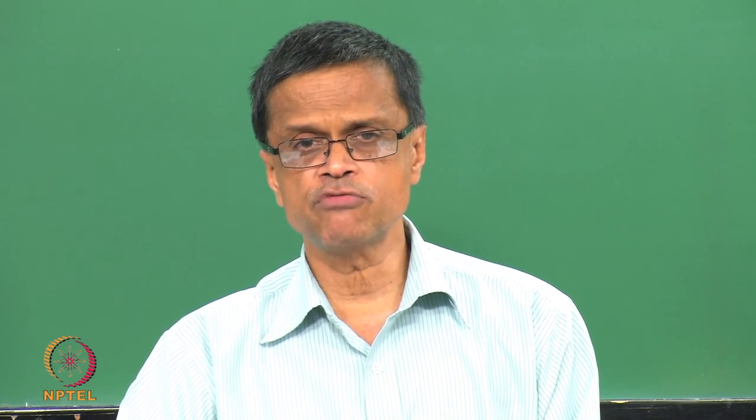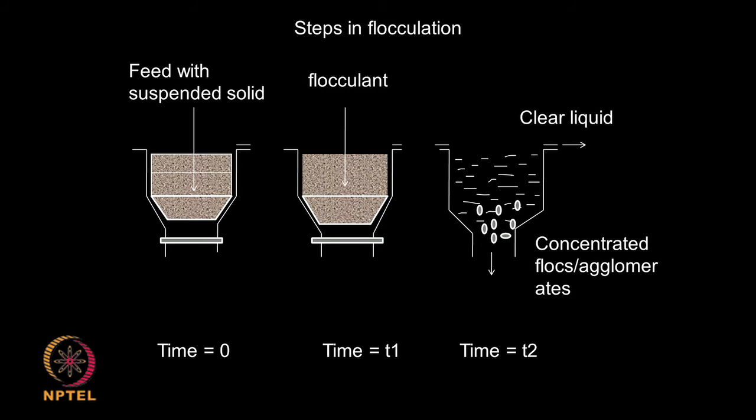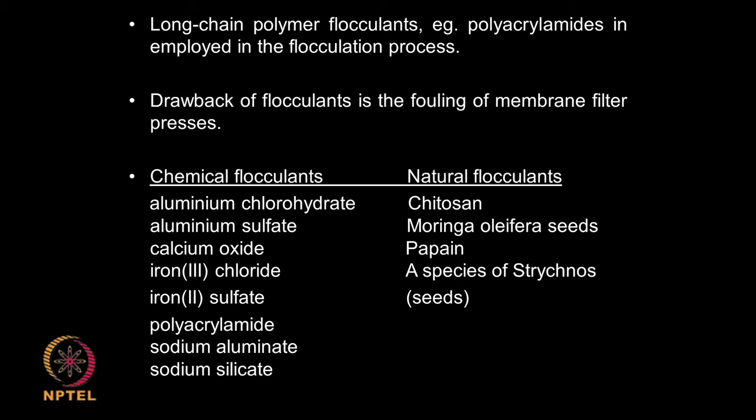There are chemical flocculants and natural flocculants. A large number of flocculants are available in the market like aluminum chlorohydrate, aluminum sulphate, calcium oxide, iron chloride. In natural, if you look, chitosan, papain, so many different types of material could be used as natural flocculants actually. Polyacrylamide, sodium aluminate, sodium silicate. So, a large number of flocculants are available, but of course, they also start becoming an impurity. You need to think of removing them if they are very toxic, or you discharge them into the open with the solids that you are throwing out actually. So, the solids will also contain these extra chemicals which you are adding to destroy the charge.